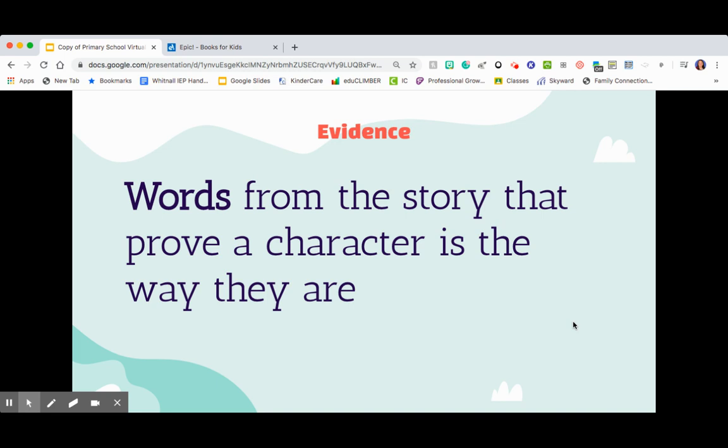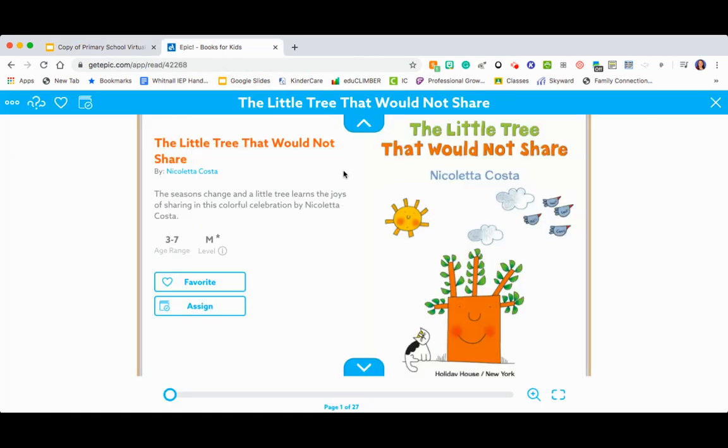Another huge thing we need to know is once we understand how a character is, we need to be able to provide evidence. Evidence can be words from the story that prove a character is the way they are. Okay, so words from the story. Okay, so now we're going to read the book, This Little Tree That Would Not Share by Nicoletta Costa.